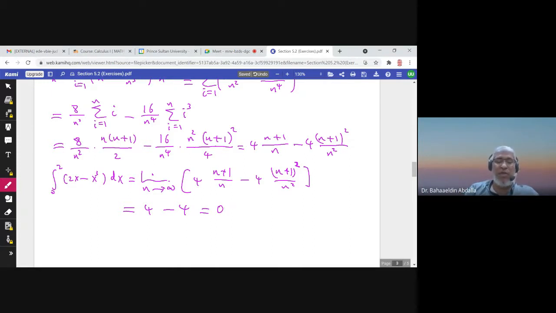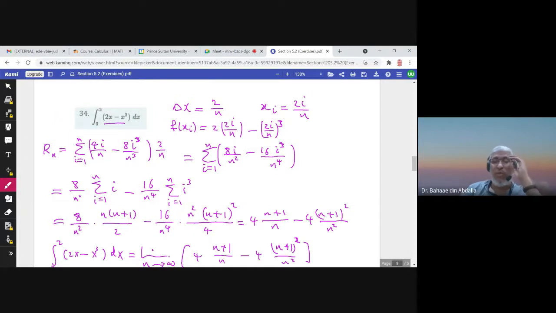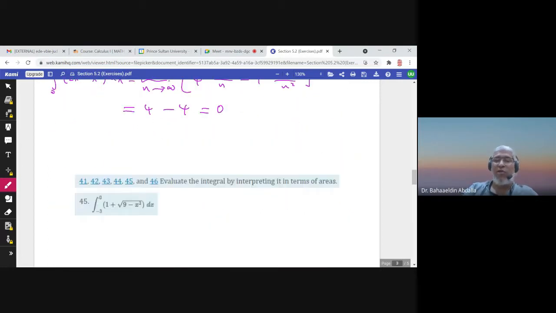I can check my answer using the calculator. I write the integral of 2x minus x cubed, and I put the limits of the integral from 0 to 2, ask the calculator for the answer, and the answer is 0. So this integral would be 0, which means if you sketch the graph of this function, part of the region from 0 to 2 would be above the x-axis, and part of the region would be below the x-axis. If you subtract the area above minus the area below, you will get 0.